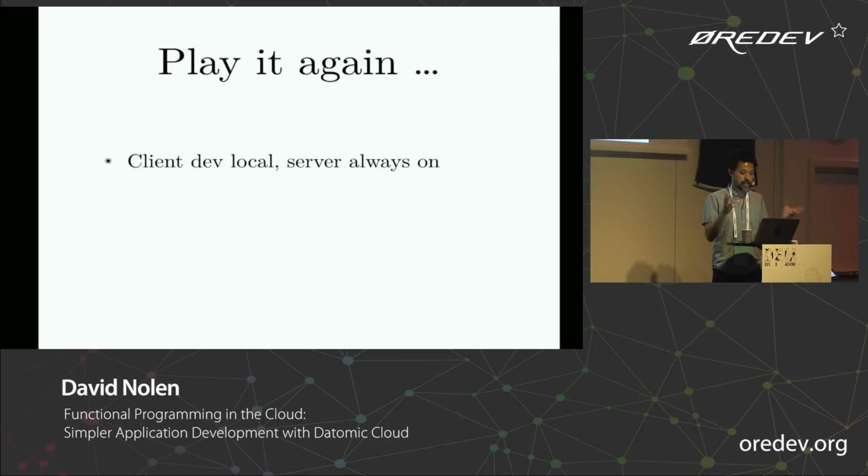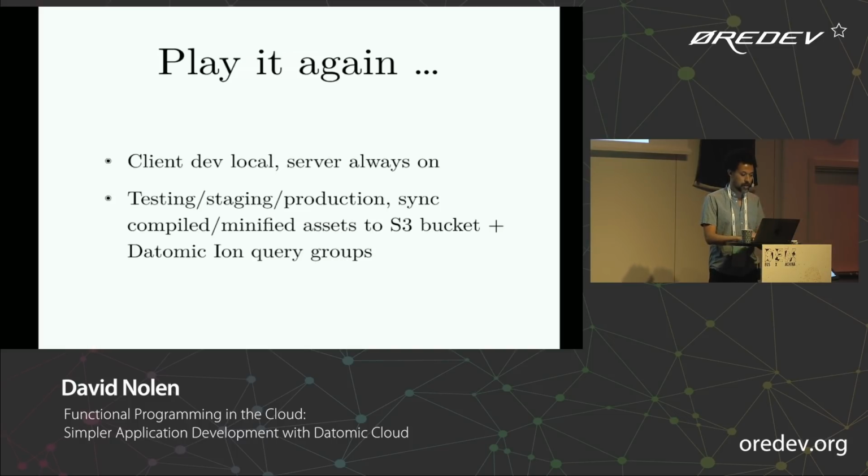So again, the idea that I'm proposing here is you can develop all the client stuff locally, but there's no more booting servers or any of this stuff. Your server's always on. It's protected via IAM. All the things like starting servers, that's just done. The server is just always on AWS.